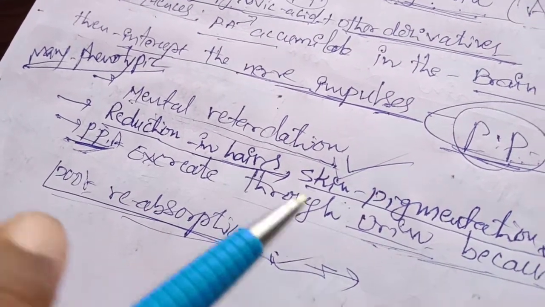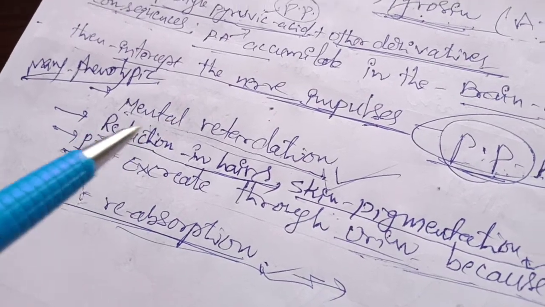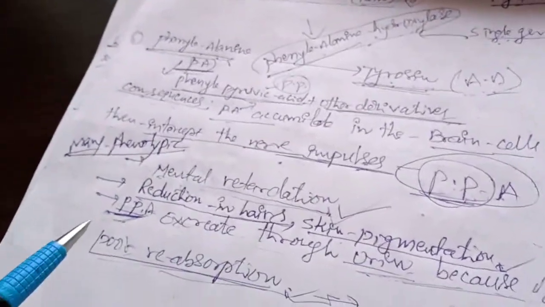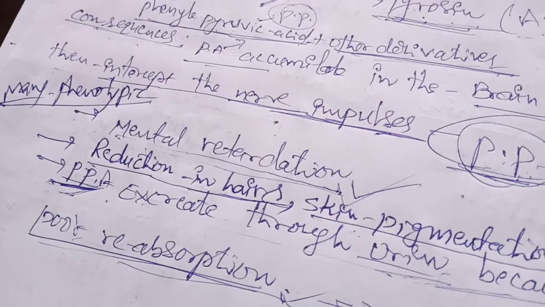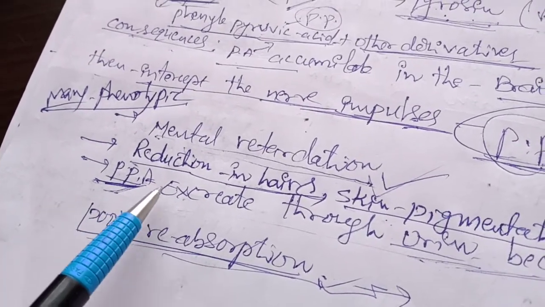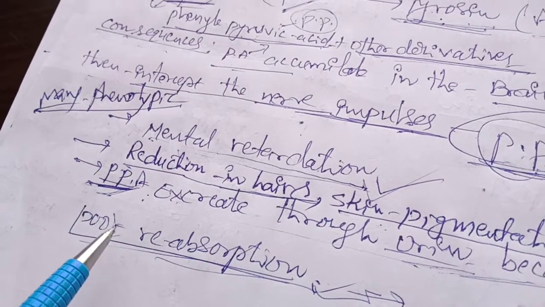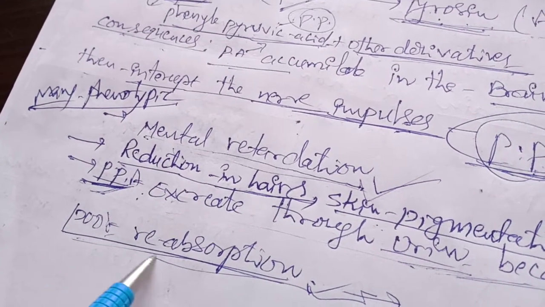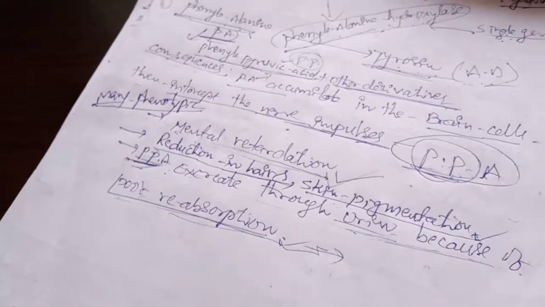So that is the PCT, DCT, loop of Henle in the kidneys. They are not able to reabsorb this phenylpyruvic acid because the size of this phenylpyruvic acid is large, so they are not reabsorbing it. So that's why they have poor reabsorption capacity.